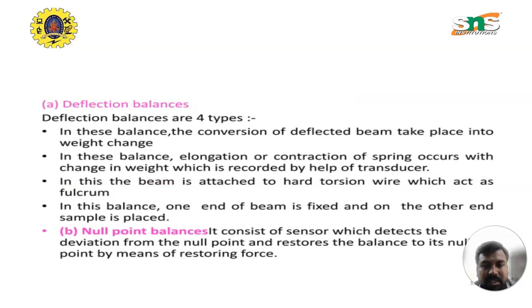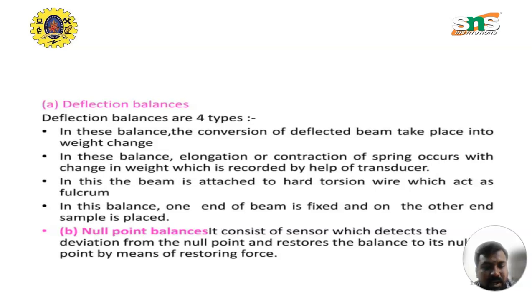In these balances, the conversion of deflected beam takes place in weight change. In this balance, elongation or contraction of spring occurs with the change in weight, which is recorded by help of the transducer. In this, the beam is attached to hard torsion wire, which acts as the fulcrum. In this balance, one end of the beam is fixed and on the other end the sample is placed.